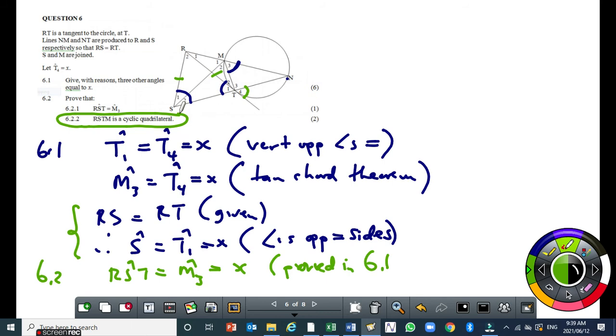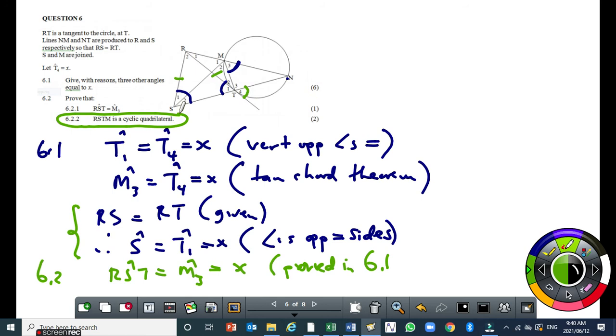And here, we are supposed to prove that RSTM is a cyclic quadrilateral, which means we can draw a circle passing through the 4 points R, S, T, and M. That's what it means to prove that RSTM is a cyclic quadrilateral. It means we can draw a circle such that R, S, T, and M will be on the circumference.